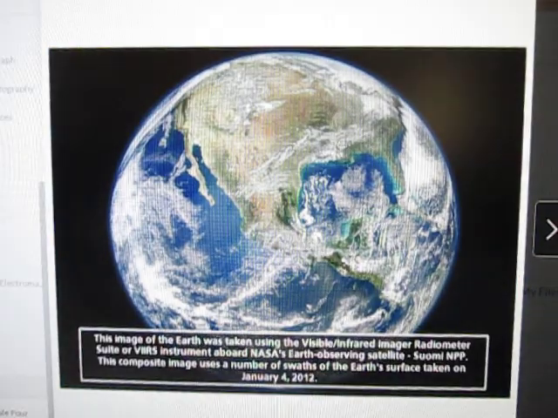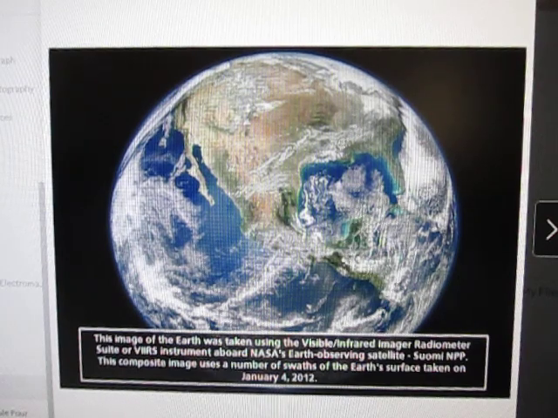This blue marble image of the Earth was taken using the Visible Infrared Imager Radiometer Suite, or VIIRS instrument, aboard NASA's most recently launched Earth-observing satellite, Suomi NPP. This composite image uses a number of swaths of the Earth's surface taken on January 4, 2012. The NPP satellite was renamed Suomi NPP on January 24, 2012, to honor the late Verner E. Suomi of the University of Wisconsin.